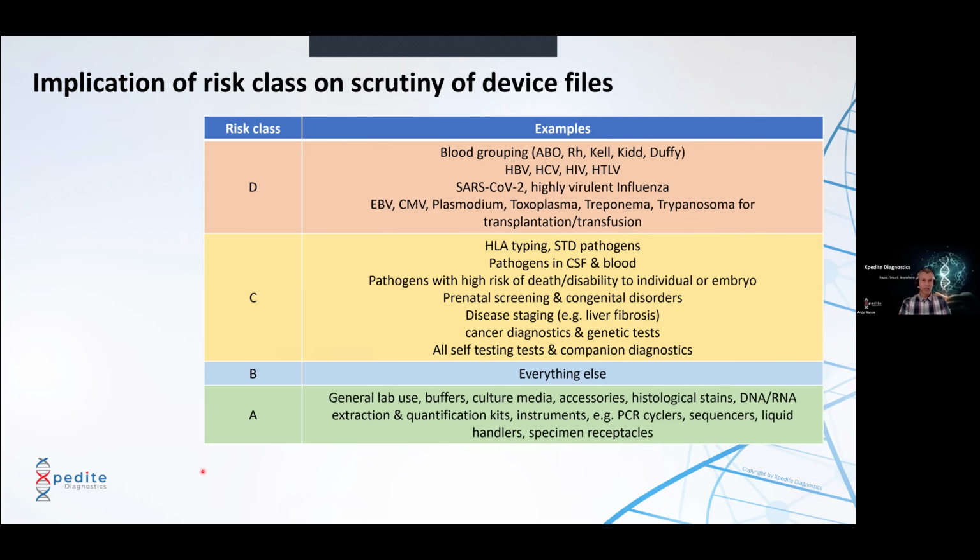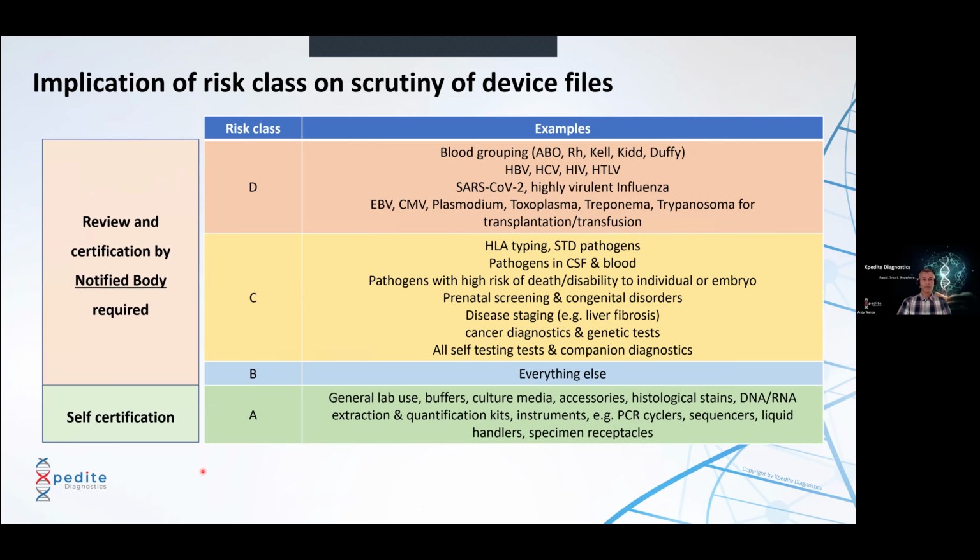So what are the implications of these risk classes? The most important implication is that it defines the scrutiny of the review of the device files. So if you see here, Class D, C, and B, so three higher risk classes of devices, have to mandatorily undergo a review and certification by a so-called notified body. I will explain in a minute what that is. And only Class A devices, so general lab use, extraction devices, instruments without, as I said, generating results on their own, are so-called self-certification devices, meaning the manufacturer does not have to go to a third party like the notified body to ask for review and certification.